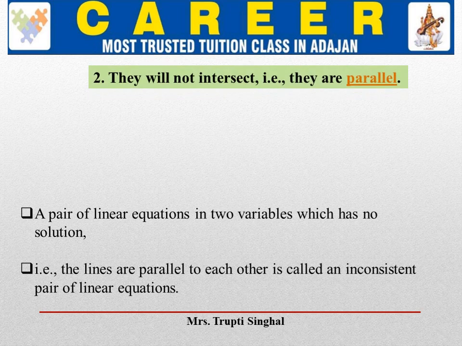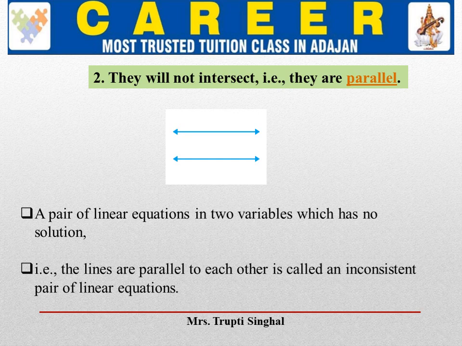They will not intersect. That means they are parallel lines. In the graph paper, you can see the two straight lines, the two parallel lines. A pair of linear equations in two variables which has no solution. As you can see, the lines are unbounded but they are not intersecting at any point.